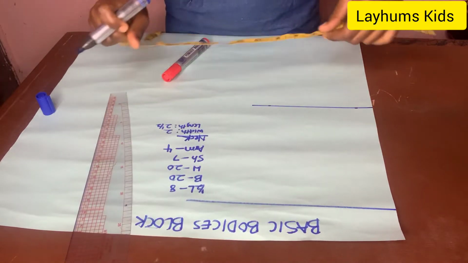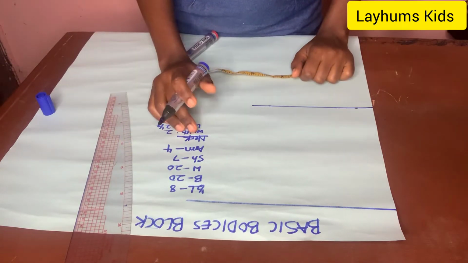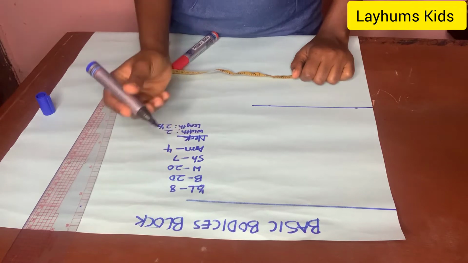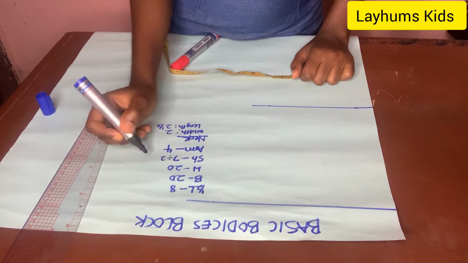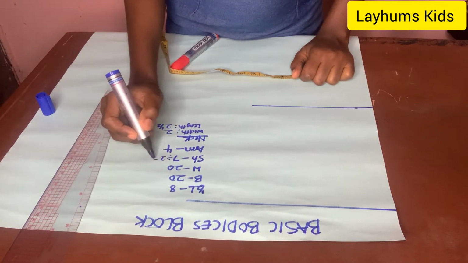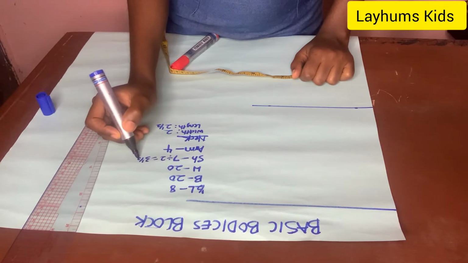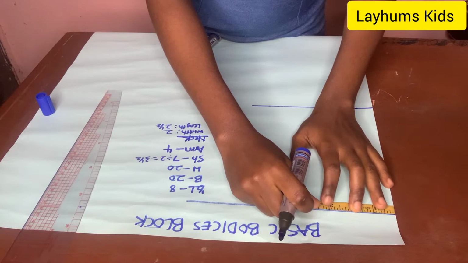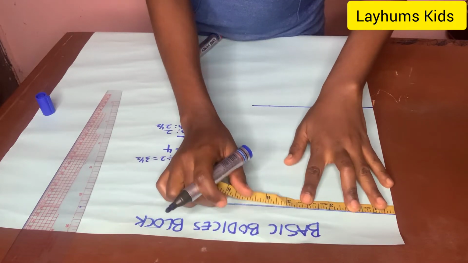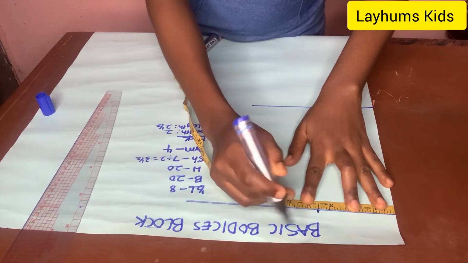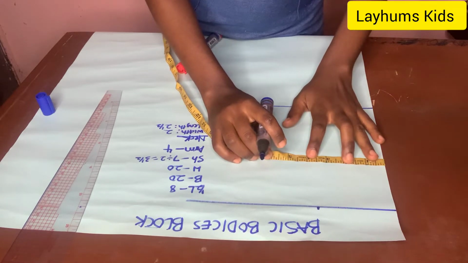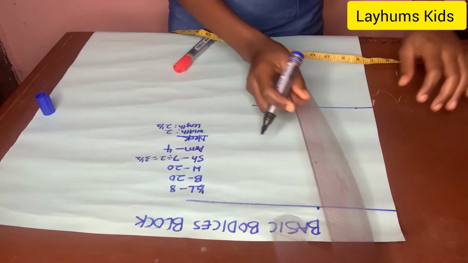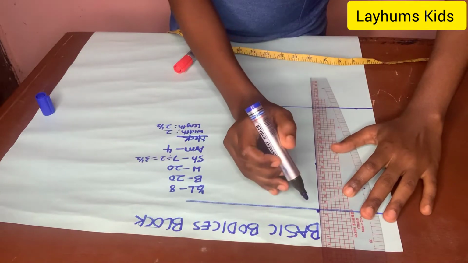Next thing that I'll be doing is to mark my shoulder. Here my shoulder is 7. Now divide my shoulder by 2. 7 divided by 2 is 3.5. So I'll mark my 3.5 this way. Now mark it down as well. Now draw a straight line.